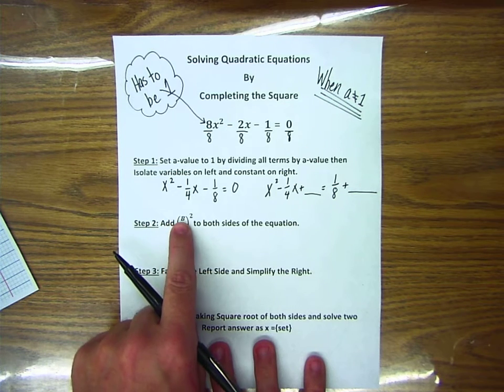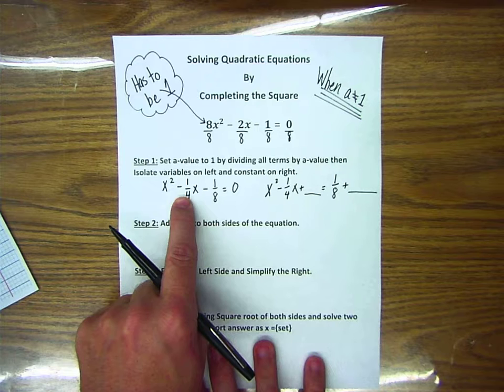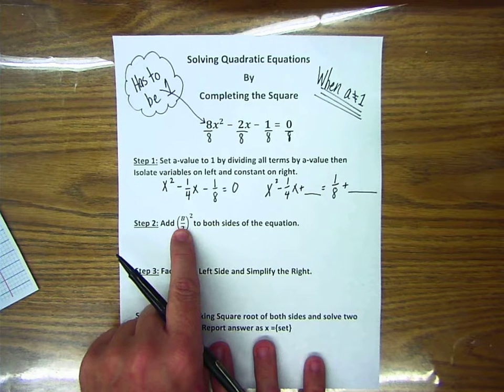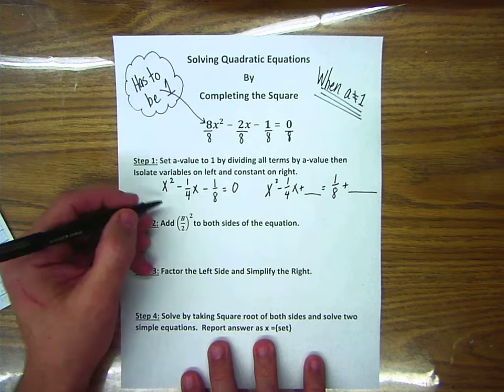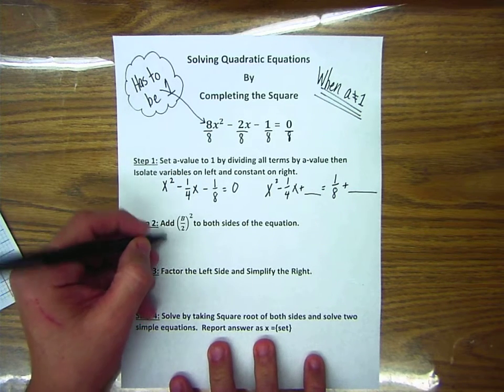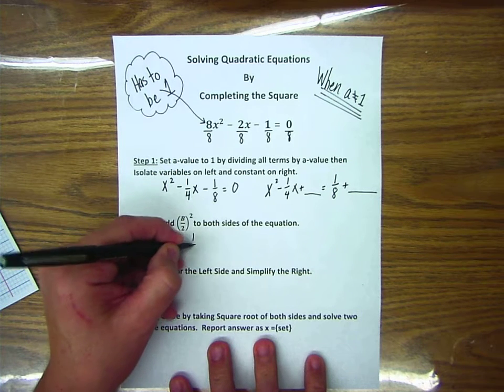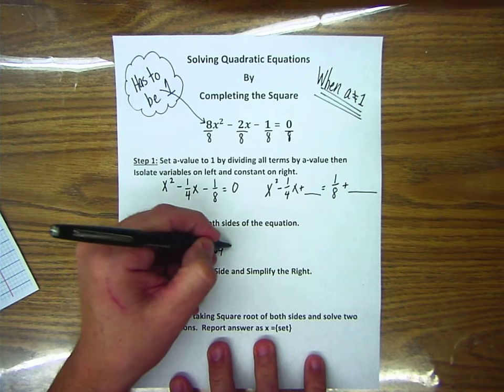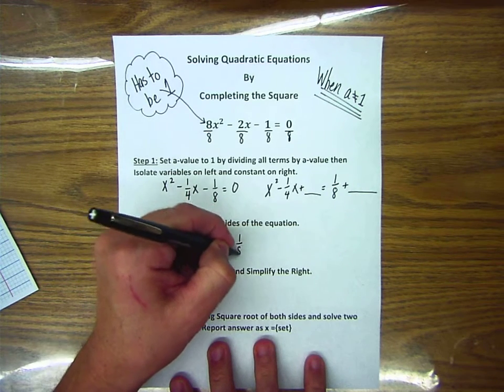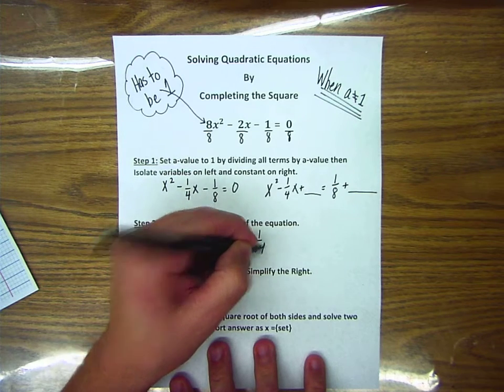And that number comes from taking the b value, which in this case is negative 1/4, dividing it by 2, and then squaring it. So negative 1/4 divided by 2 is negative 1/8. And then we're going to square it, which gives me 1/64. So I'm going to add 1/64 to both sides. So I get this equation now, x squared minus 1/4 x plus 1/64 is equal to 1/8 plus 1/64.